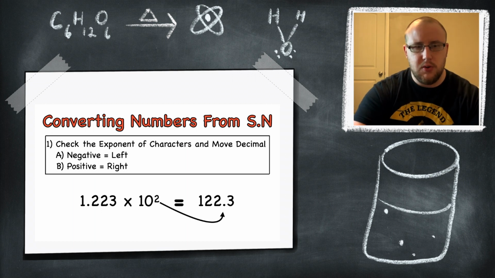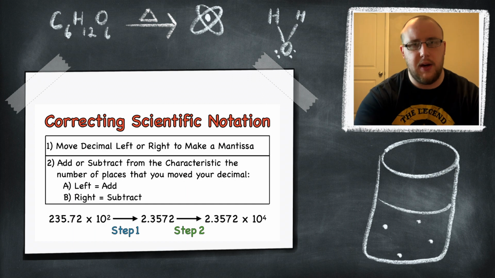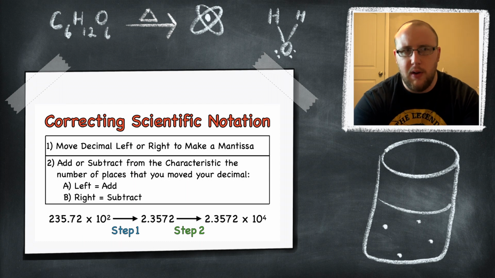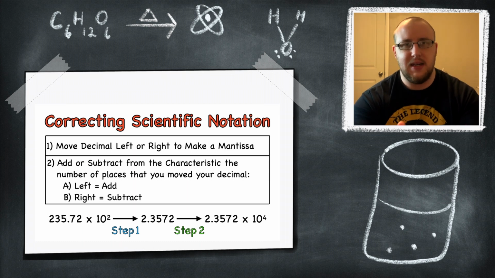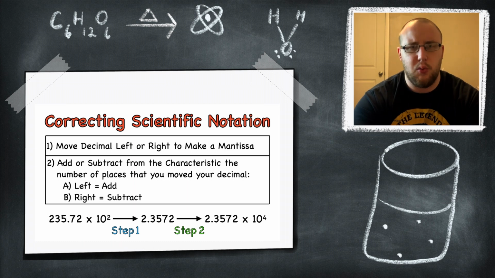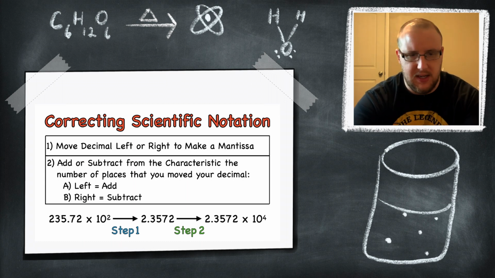Our final set of rules that we're going to talk about is correcting incorrect forms of scientific notation. Sometimes you're going to be given problems that are honestly just incorrect forms of scientific notation. They're going to give you 23.5 times 10 to the 5th power, something like that. But we see that 23.5 is not in proper mantissa form. So we know that's an incorrect form of scientific notation.